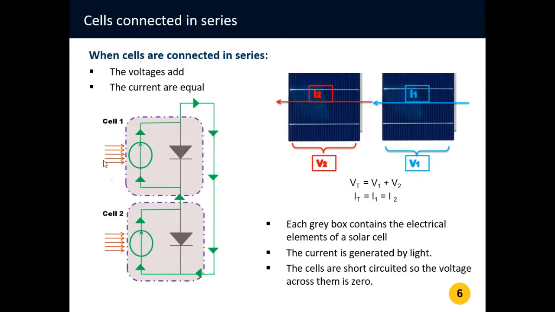So when we have two cells like this connected in series, and they both are producing the same amount of current, then the current that is generated by each of them is the same as the current that is flowing through the external circuit. Each of these grey boxes represents an electrical element of a solar cell, which is the photogenerated current, and then a diode representing the solar cell. These cells are short-circuited, so the voltage across them is 0, and the short-circuit current is flowing through them.